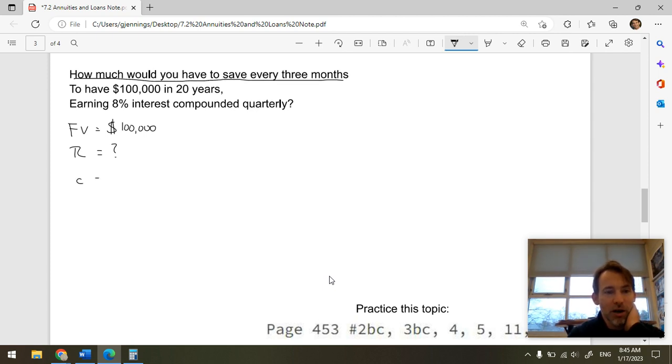Okay, my compounding period is quarterly, and fortunately, we're going to make these payments every 3 months, so that is quarterly. So C is 4. My little r interest rate is known, it's 8%, so that's equal to 0.08. Okay. And T for time, 20 years. 20 years is going to be 80 compounding periods.